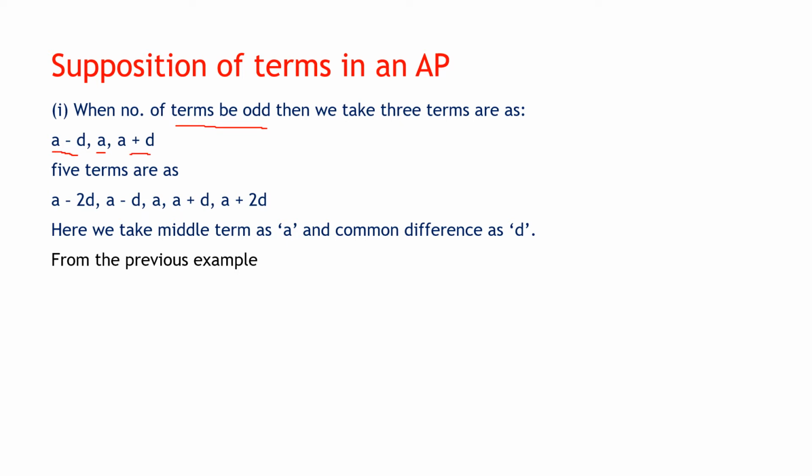So for odd terms, here there are three terms. Again, suppose there are five terms, which are also odd. Again take the middle term to be a, take the previous one a minus d and the one before that a minus 2d. Means you are subtracting d on the left side. On the right side you add d. So a plus d and then a plus d plus d, a plus 2d. So what you can see here, when the number of terms is odd, you take the middle term to be a and consecutively on the left side you subtract d, on the right side you add d.